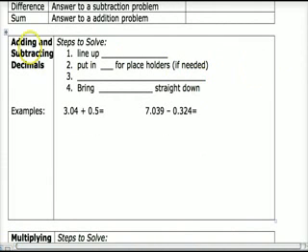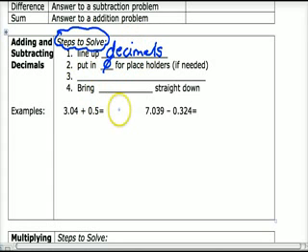Our next section here, we're going to be adding and subtracting decimals. Steps to solve is what you really need to look at. I'm going to give you steps to solve for each concept through the entire 8th grade math. If you memorize these, it's going to serve you well because you're going to understand how to solve every problem that we learn. Number 1, when we're adding and subtracting decimals, we need to line up the decimal. Number 2, put zeros in for placeholders if needed. Number 3, we're going to add or subtract. And number 4, we're going to bring the decimal straight down.